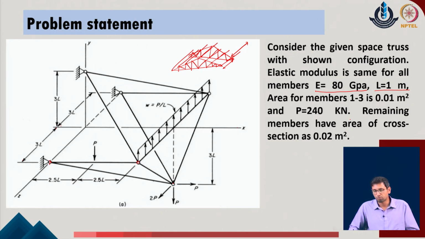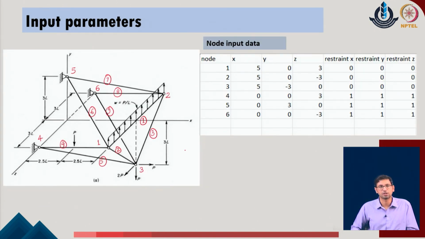The value of the load P, which is defined at a number of positions like over here, is equal to 240 kilonewton. The area of cross section for members 1 to 3 is 0.01, whereas the area of cross section for all the other remaining members is 0.02. Now before starting the problem, we will label the members so that we understand which are members 1, 2, 3 in the given system.